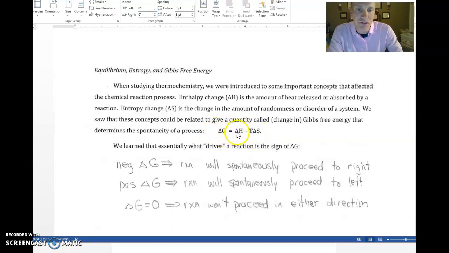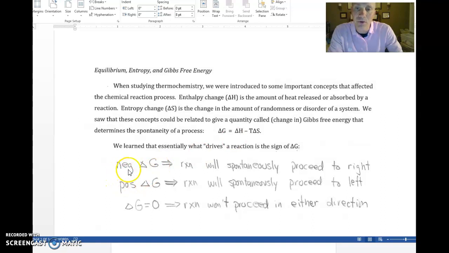The delta G is equal to the change in enthalpy minus T delta S, where delta S corresponds to the change in entropy, which you can think of as a measure of the randomness or the disorder of a reaction. And change in enthalpy is essentially a measure of whether heat is either released or absorbed by a reaction.